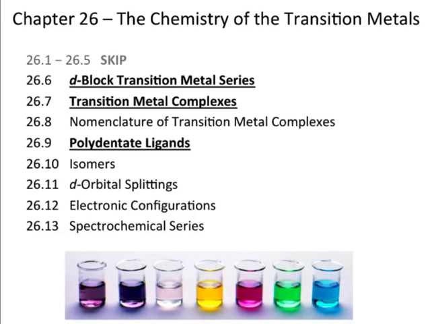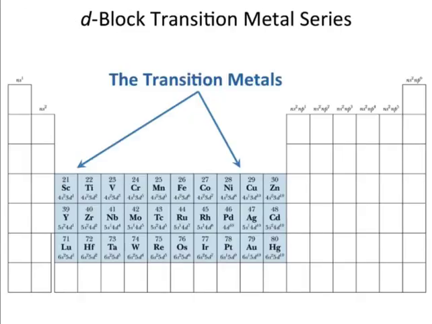But what we're going to do in this video is start out with, hey, what's a transition metal again? And then how they make complex ions, which is the bulk of the new stuff of this chapter. And we'll talk a little bit about polydentate ligands along the way. Okay, so where are the transition metals? Here they are. You know where they are.